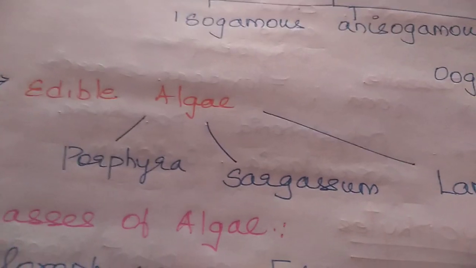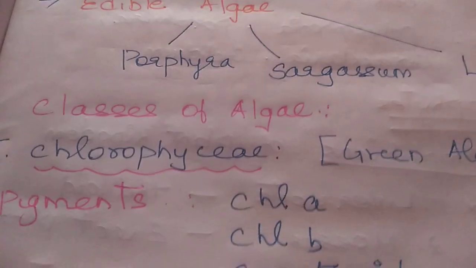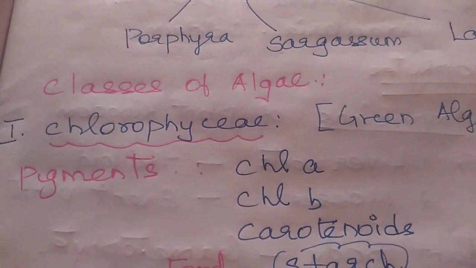Here are some examples of edible algae: Porphyra, Sargassum and Laminaria. So they are edible algae. And now we will see the different classes of algae.